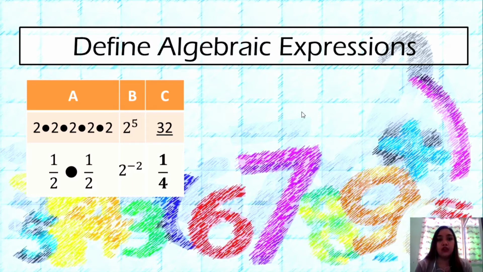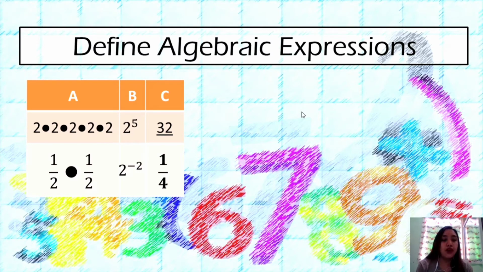Bakit kaya 32 ang sagot kapag minultiply natin ng 5 beses si 2? Ganito po siya. Ang pag-multiply natin, hindi 2 times 5. Ang gagawin natin, we are going to multiply simultaneously. So, halimbawa, 2 times 2, 4. 4 times 2, 8. 8 times 2, 16. And 16 times 2, 32. That's why the answer for 2 to the 5th power is 32.